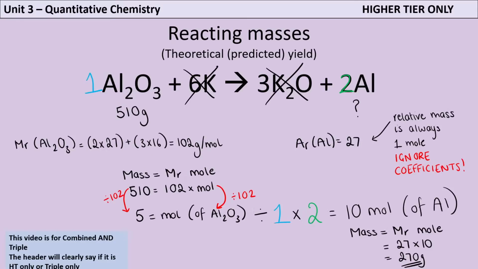Right, so the mass was 270. You're not using Avogadro's constant unless they ask you something about a single atom or a single ion. Because we know that the relative mass is the mass of 1 mole. So if I know that I've got 10 moles, then I'm going to do 27 times 10.